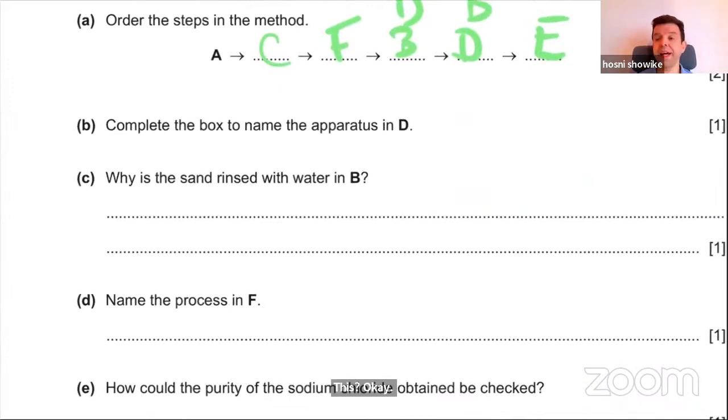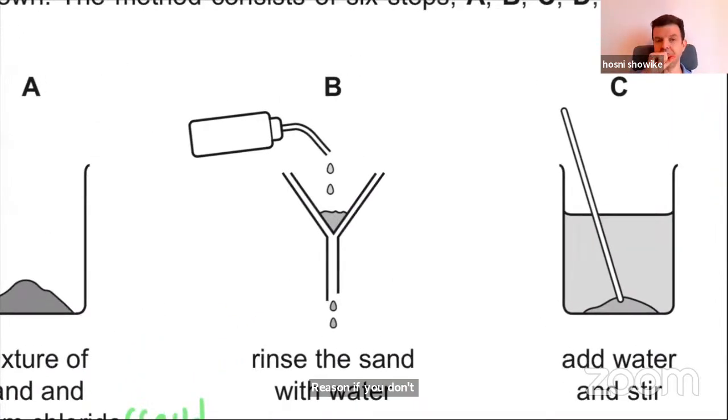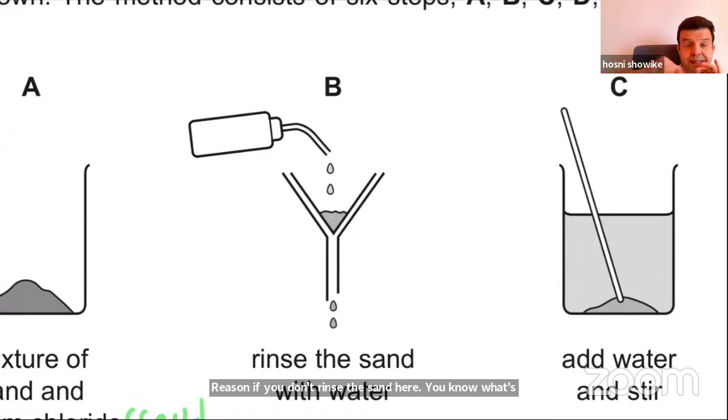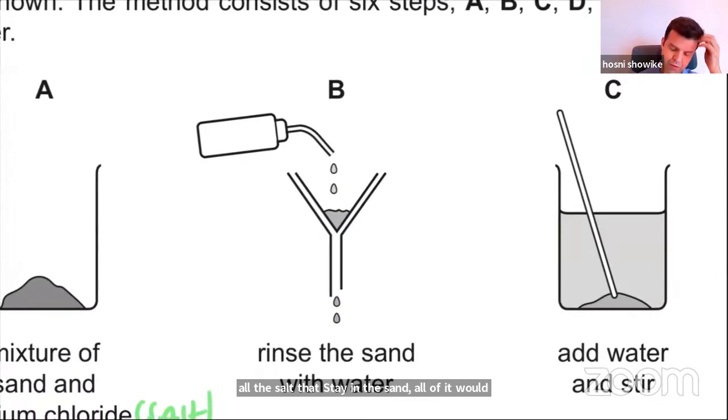And they said, why is the sand rinsed with water? That's an important question. So put a star next to it. They usually ask you this question: while doing filtration, why should I rinse the sand with nice, clean, distilled water? Reason, if you don't rinse the sand here, you know what's going to happen? Some salt may still be inside the sand, okay? When I rinse the sand, all the salt that stayed in the sand would just go through that filter paper, okay?